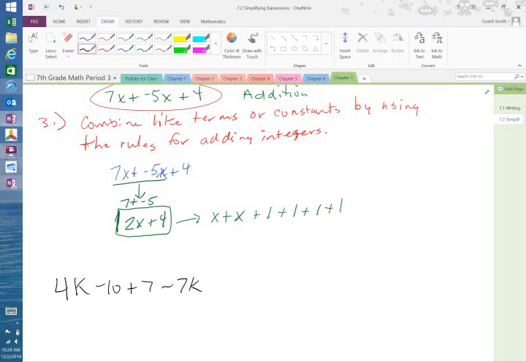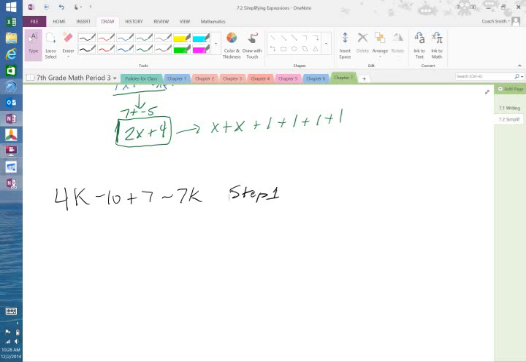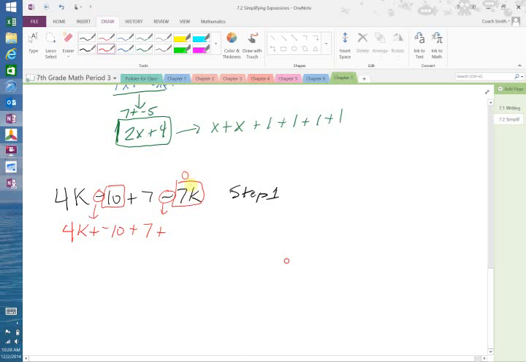Okay, so what's the first step? What's step 1? Step 1 is to change all subtraction to addition. So that means 4K, change that to addition, do the opposite of 10, which is negative 10, plus 7, change that to addition, do the opposite of 7K, which is negative 7K. That's step 1.